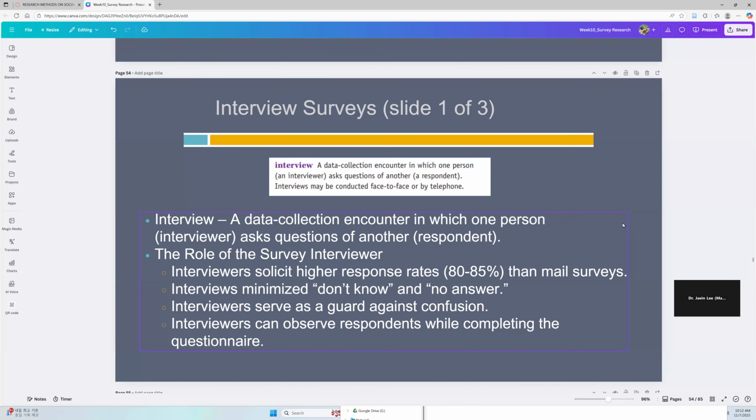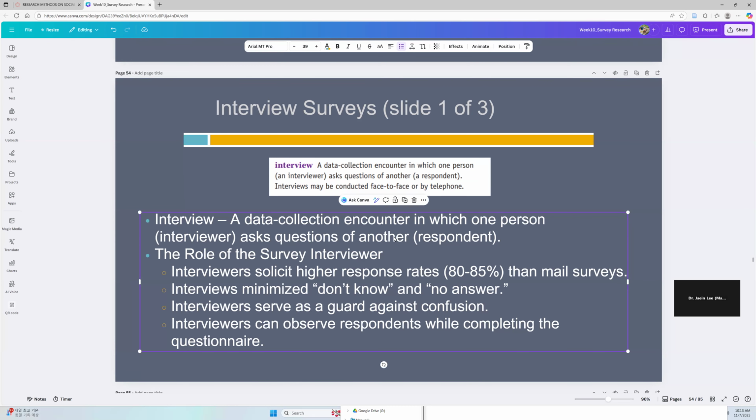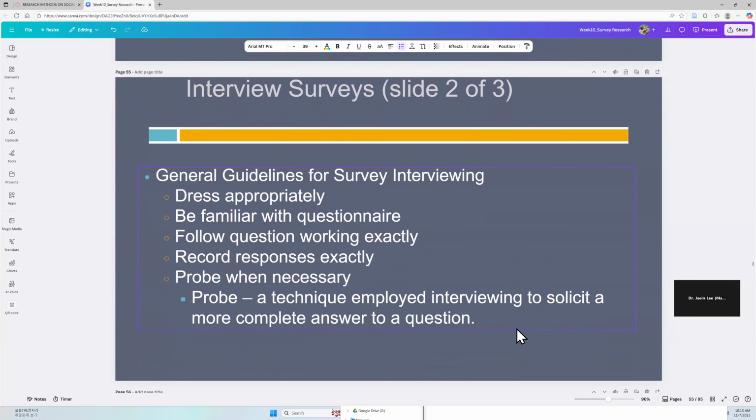So another one is the interview. There might be in-person, face-to-face interviews, Zoom interviews, or whatever. So it is a data collection encounter in which one person asks a question to another. It is more expensive and more time consuming, but usually has higher response rates than the mail survey. So interviews minimize no answers, and serve as a guard against confusion because interviewers can explain more when respondents are confused, and can observe a little while they complete the questionnaire. So one-to-one interviews are usually the better condition.